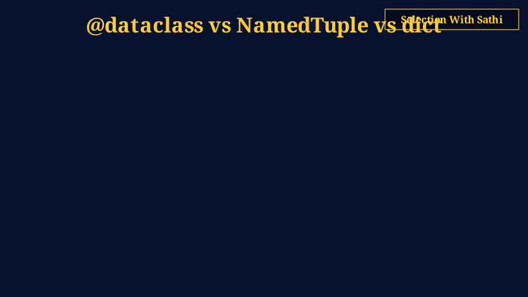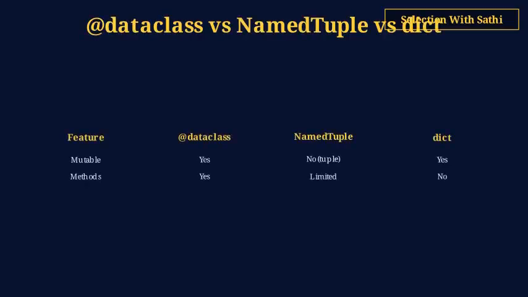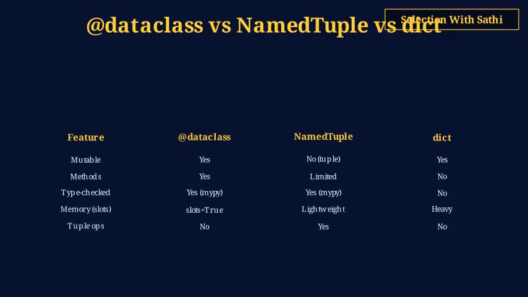Let's compare the three approaches. @dataclass is mutable, supports methods, is type-checked, and with slots=True saves memory. NamedTuple is immutable, supports tuple operations, and is very lightweight. Plain dict has no structure and no IDE autocomplete but is the most flexible. For most cases, use @dataclass. For immutable records, use NamedTuple.